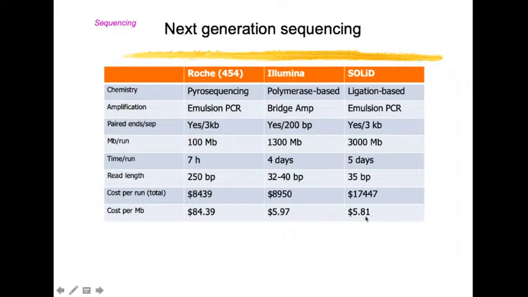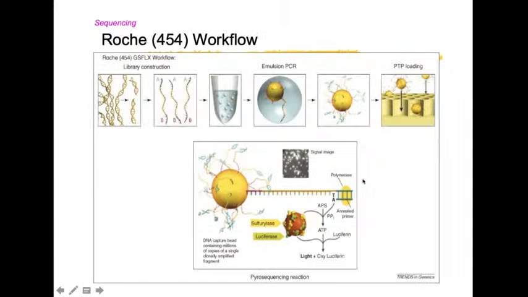You are going to have $5.81 per base pair. You can calculate it. So the total cost somehow, but this is cheaper. This is 8000, like 9000 something. This is almost 17,500, and this is $8,500. But this takes also quite less time, and read length is around 250 base pairs. Here it's 40 and it's 35. So that's the basic difference.